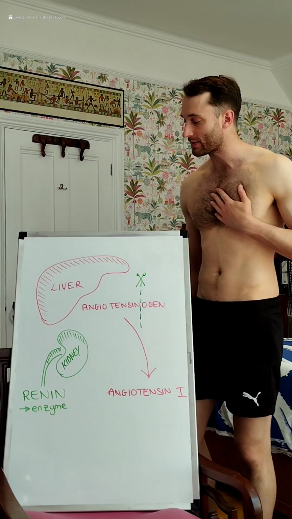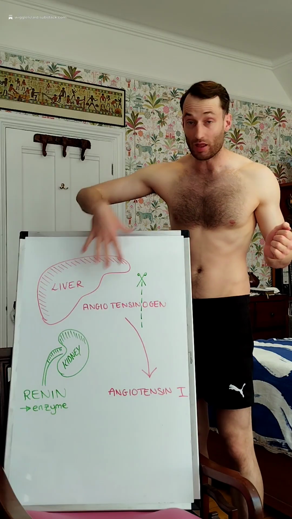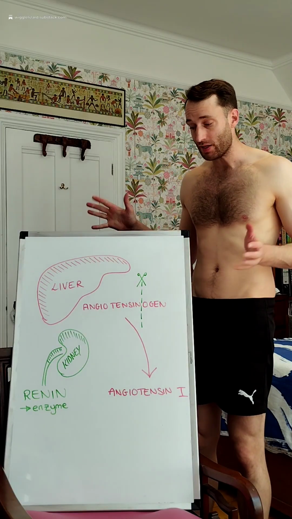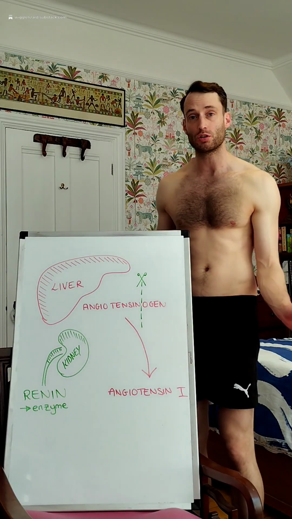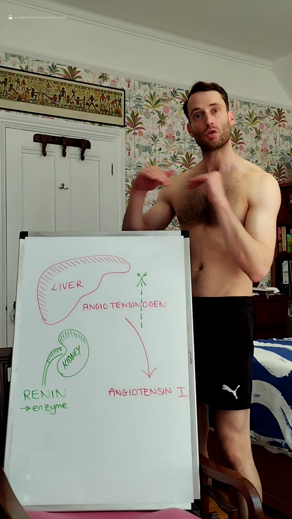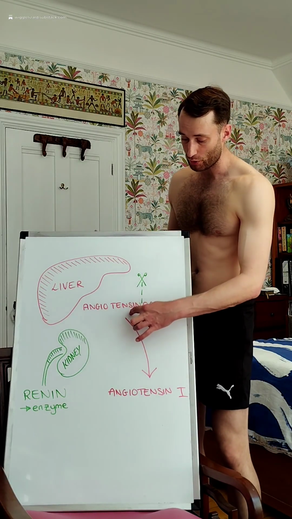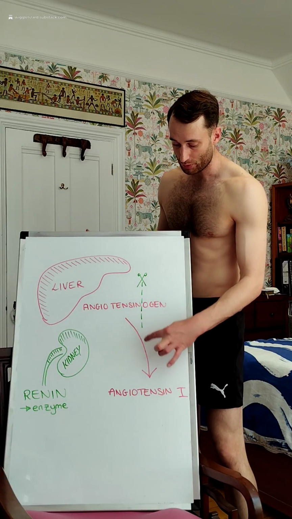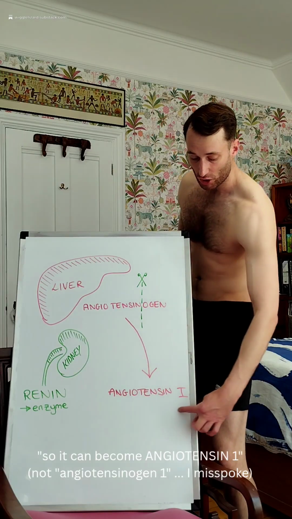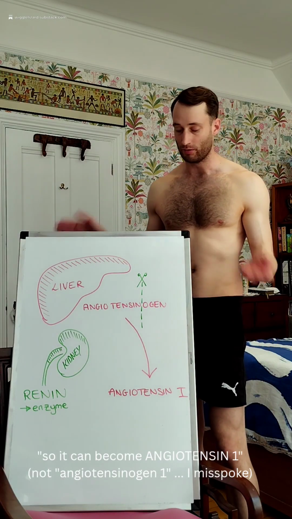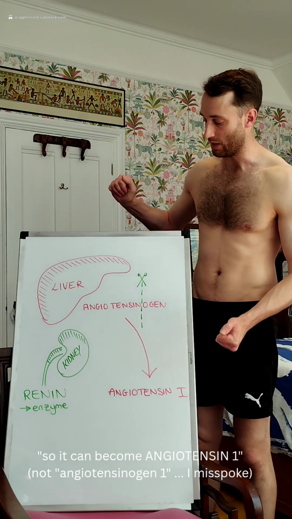So how does this work? Angiotensinogen is made in the liver, and the kidney produces an enzyme called renin. It's important to know that renin is an enzyme and not a hormone. It acts on angiotensinogen and chops off the O-gen so that it can become angiotensin 1. That's the first stage of what the R.A.A.S system does.